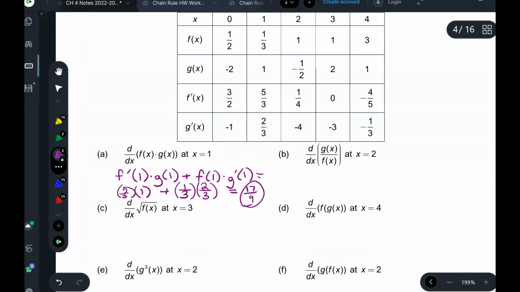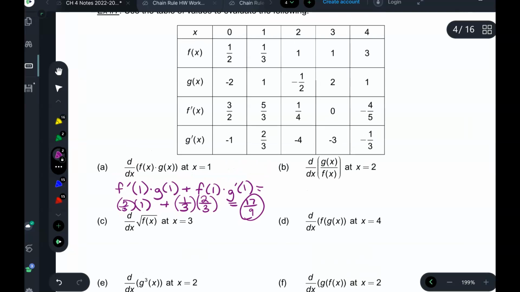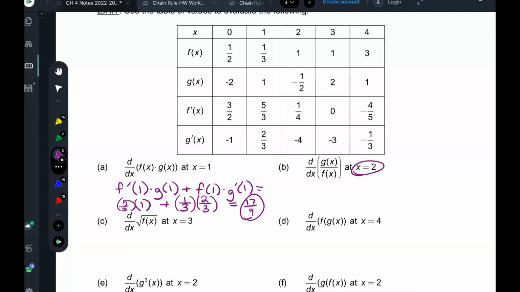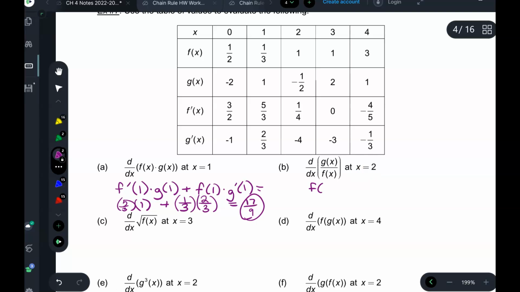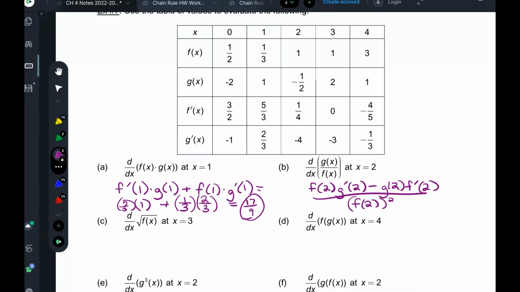Okay, what is B showing? Quotient rule. Okay, so it's going to be, and this time is at x equals 2. So it's going to be low, D high, take high, D low. Wait, what is D? Oh, derivative. Yeah, D is representing derivative. So when I say this, low, D high, take high, D low, cross the line and square the low.